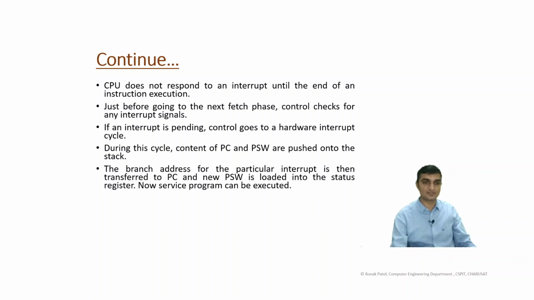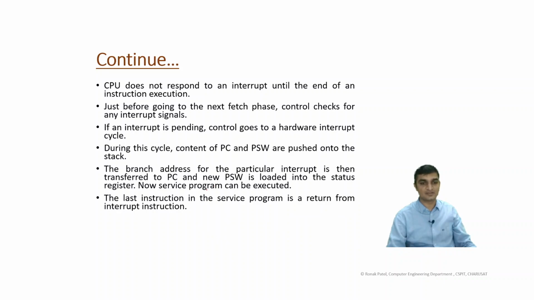So the branch address for the particular interrupt is then transferred to the PC, and a new PSW is loaded into the status register to serve your interrupt. This is one kind of call to a subroutine. So here what we are doing is servicing the interrupt. From hardware, the value will be loaded in the program counter and the new PSW will be loaded in your status register. Now the interrupt service program can be executed.